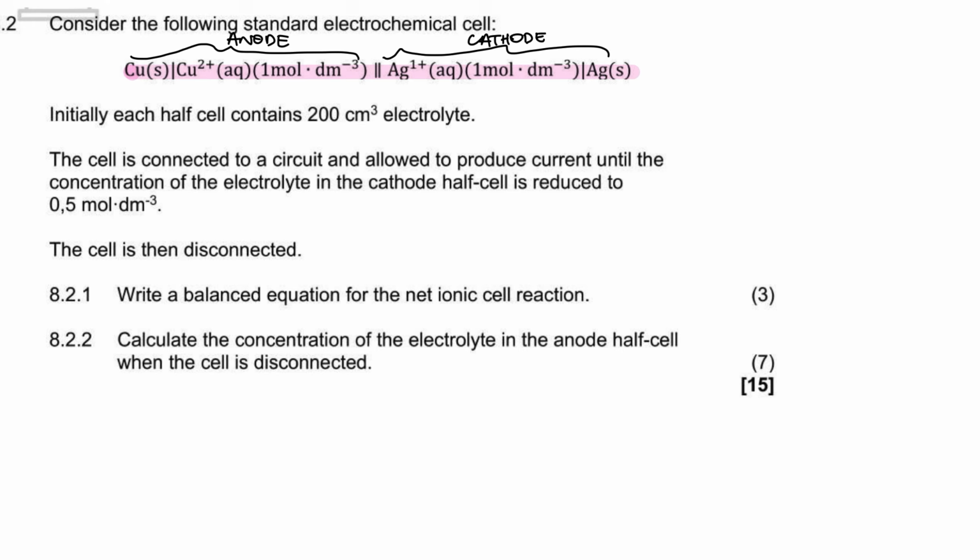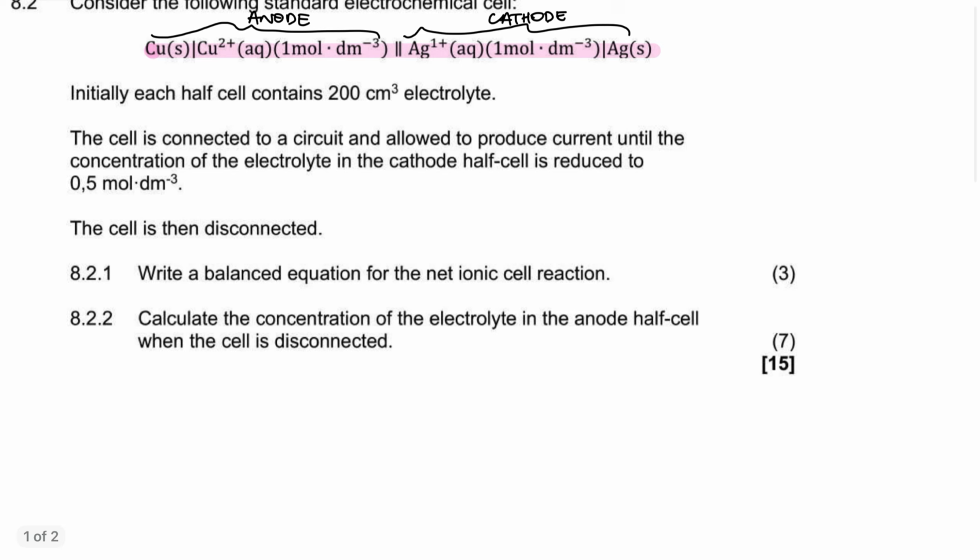So at the anode, Cu or copper is being oxidized to Cu2+ ions. In other words, it's going into solution. At the cathode, Ag+ ions are coming out of solution and are being reduced to Ag. Initially, each half cell contains 200 cm³ of electrolyte. The cell is connected to a circuit and allowed to produce current until the concentration of the electrolyte in the cathode half cell is reduced to 0.5 moles per dm³. The cell is then disconnected.